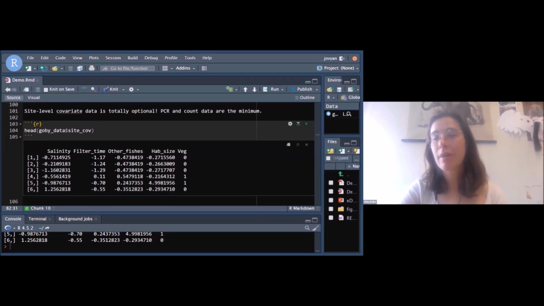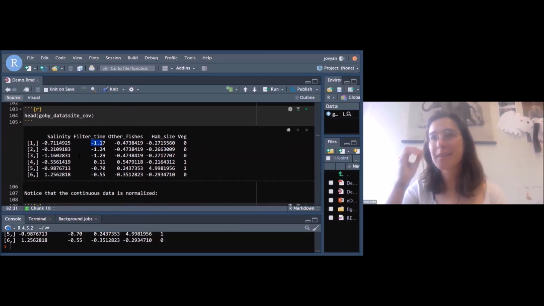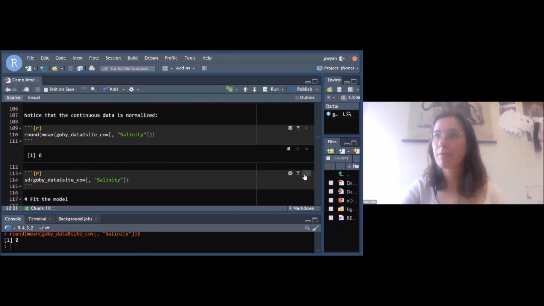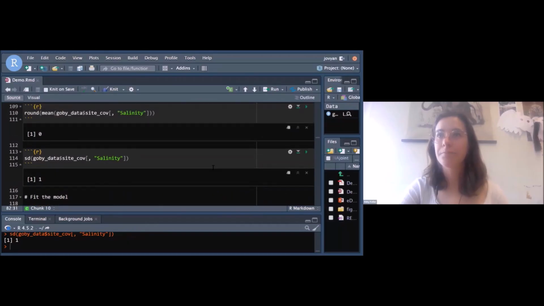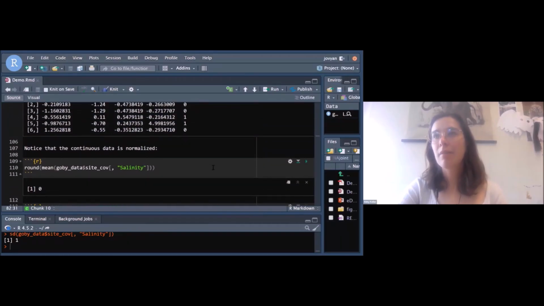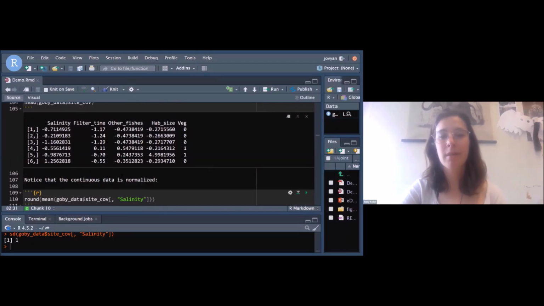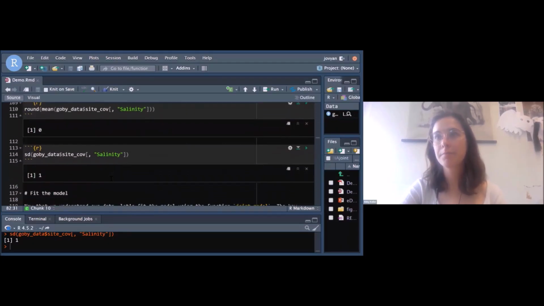This might look funny to you. You can't have negative time. So what I've done is normalized all of these covariates. For each column, that means a mean of 0 and a standard deviation of 1. This is to help with interpreting the parameters in the model and also with the stability of the algorithm. So I highly recommend normalizing these continuous variables.